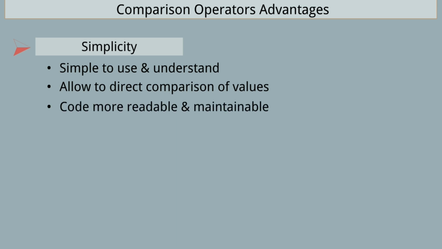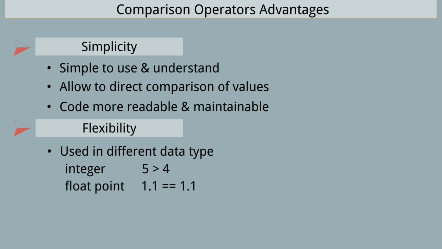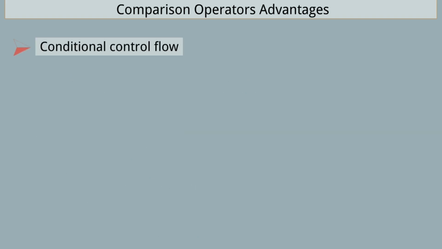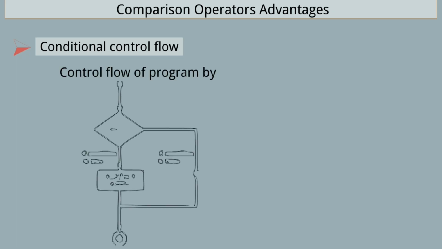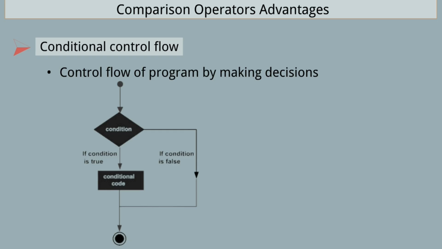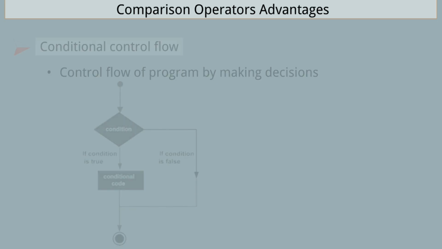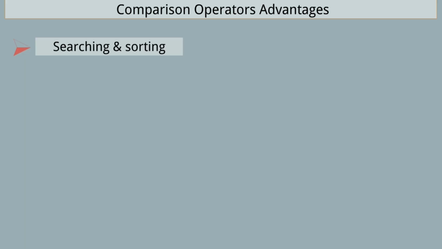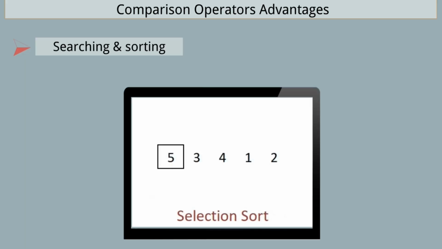Then flexibility. They work with various data types such as integers, floats, strings, and objects, making them highly versatile. Then another advantage is conditional control flow. Comparison operators allow decision making based on comparison result, leading to dynamic and flexible code. And the last one in advantages is searching and sorting. They facilitate efficient data searching and sorting in arrays, lists, and other structures, making data organization straightforward.